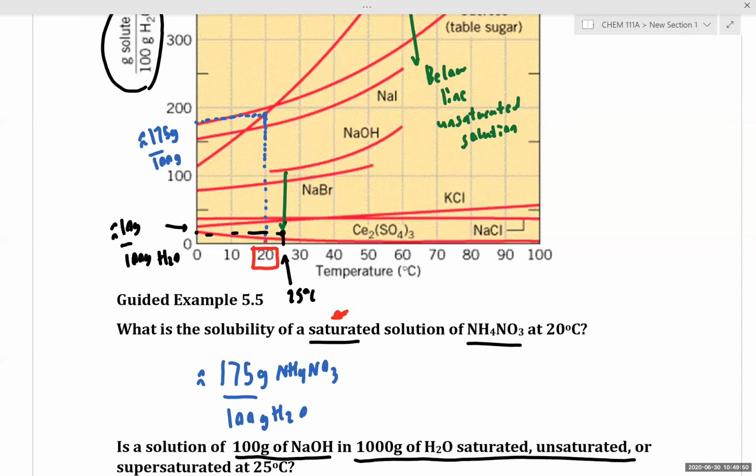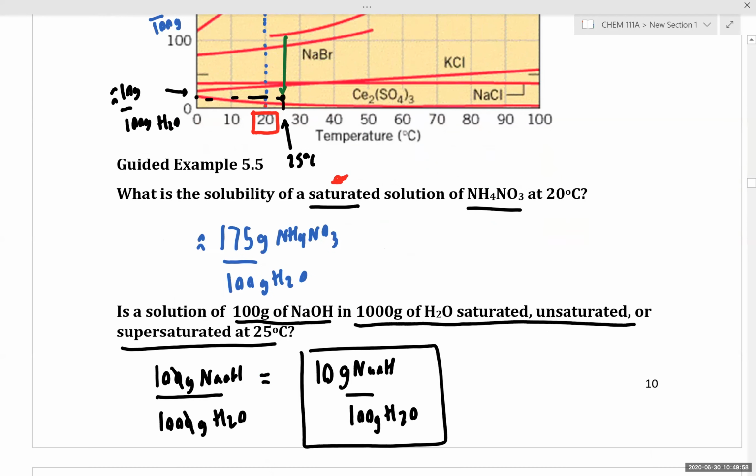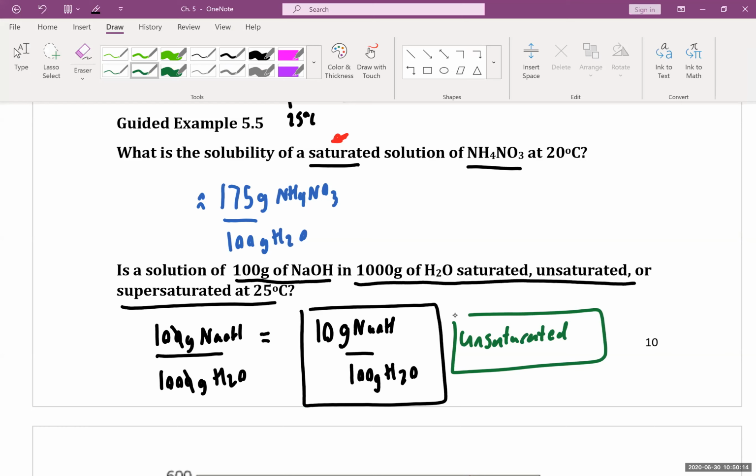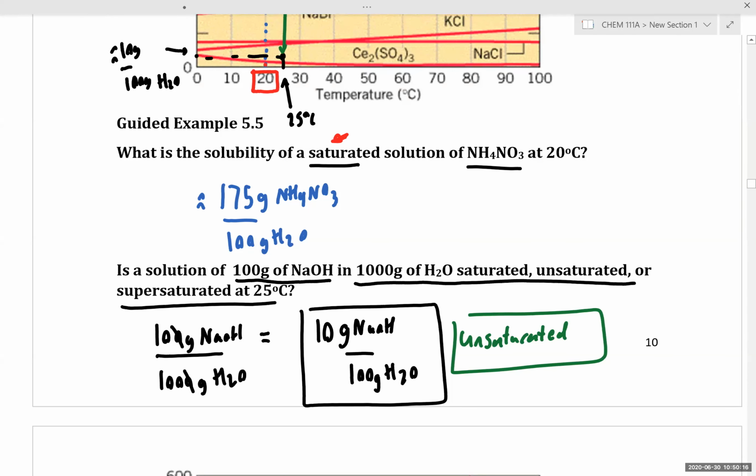If we have less than the maximum amount, what do we call that? What type of solutions do we call that? Unsaturated, exactly right. So this solution is unsaturated. Does this make sense to everyone so far? Any questions so far?